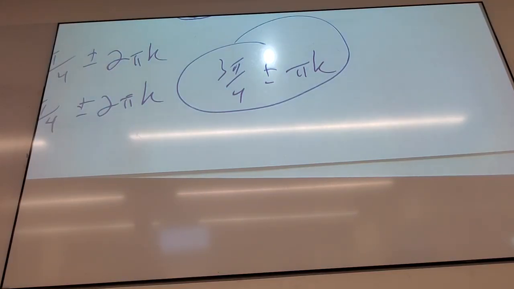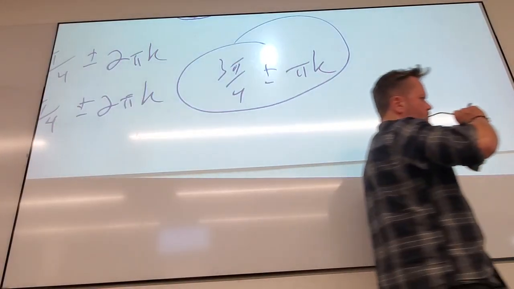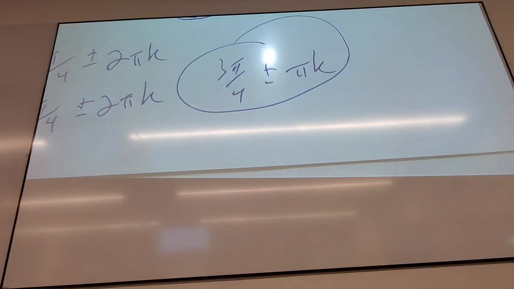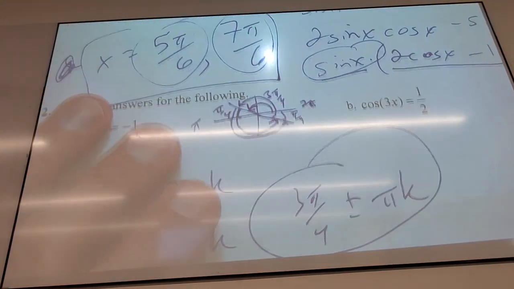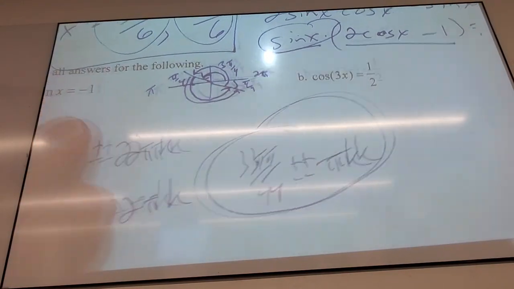Why again is tangent's period pi and not 2 pi? Because that's how long it takes to get done with the cycle. I'm willing to accept that answer, that's okay. Good. There is another way to talk about it, but I don't want to get into it.